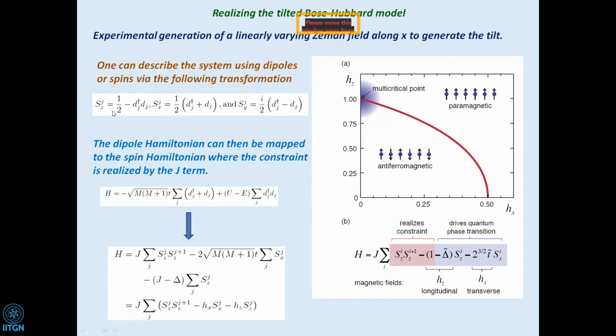So Sz is half or minus half depending on whether n is 1 or 0. And here, of course, creating a dipole means S plus, which is D dagger, and destroying a dipole means S minus, which is D. And if you add those two, you get Sx.